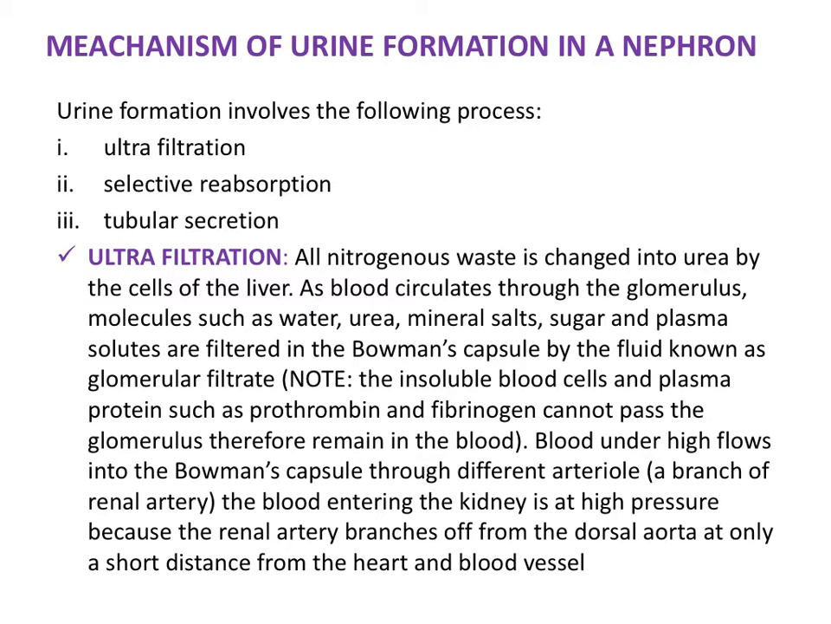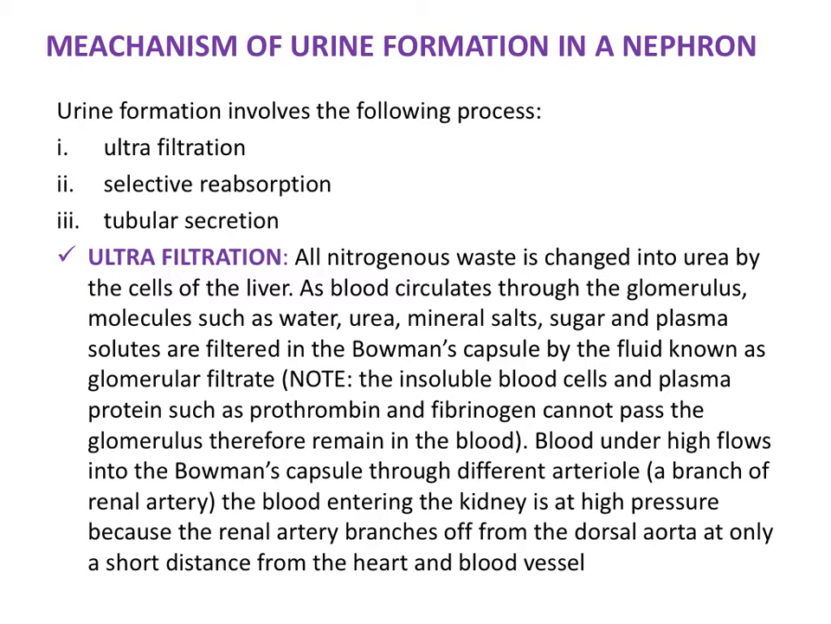Mechanism of urine formation in a nephron. Urine formation involves the following processes: ultrafiltration, selective reabsorption, and tubular secretion. We start with ultrafiltration.